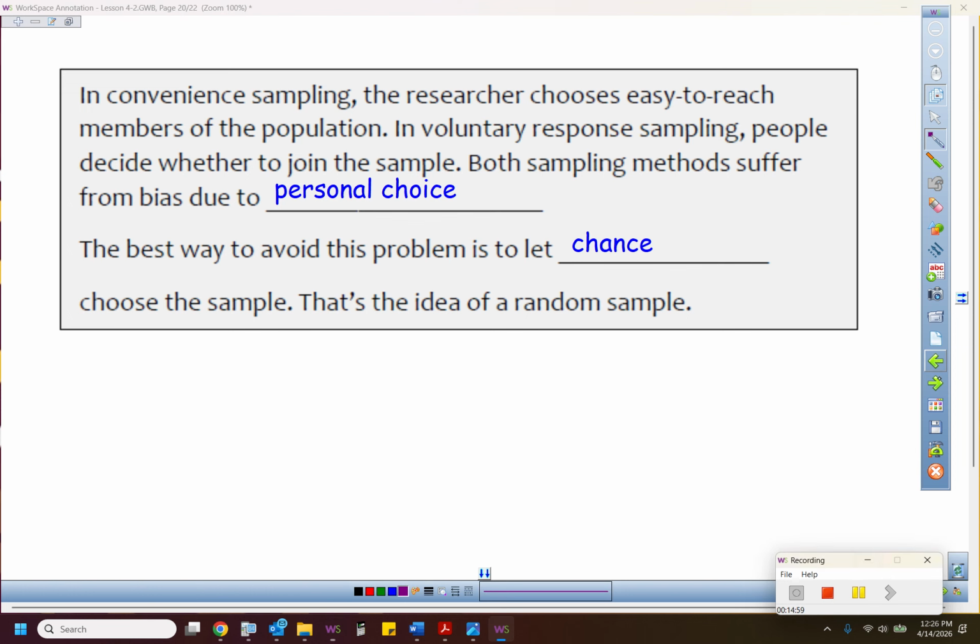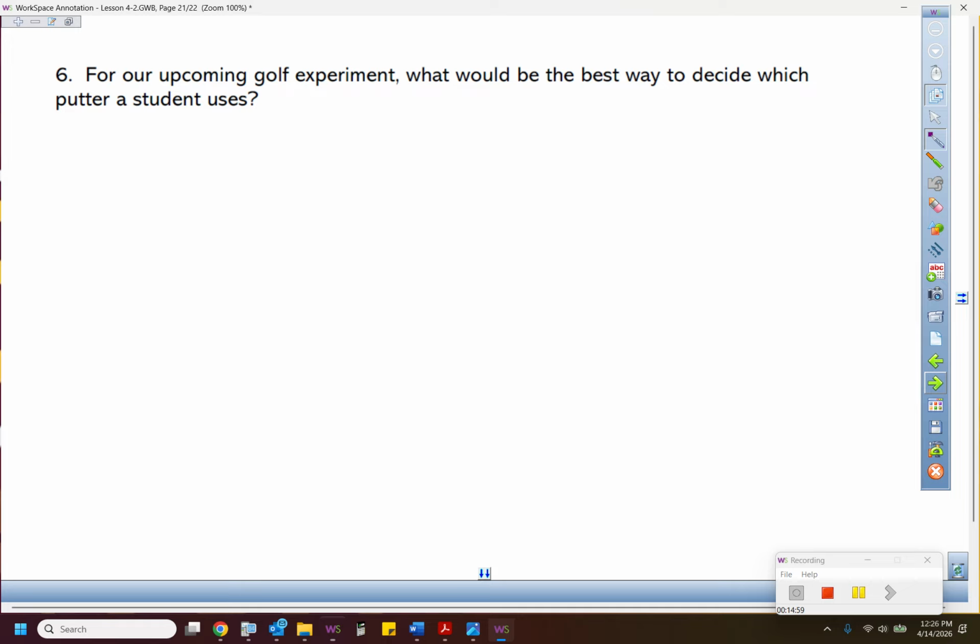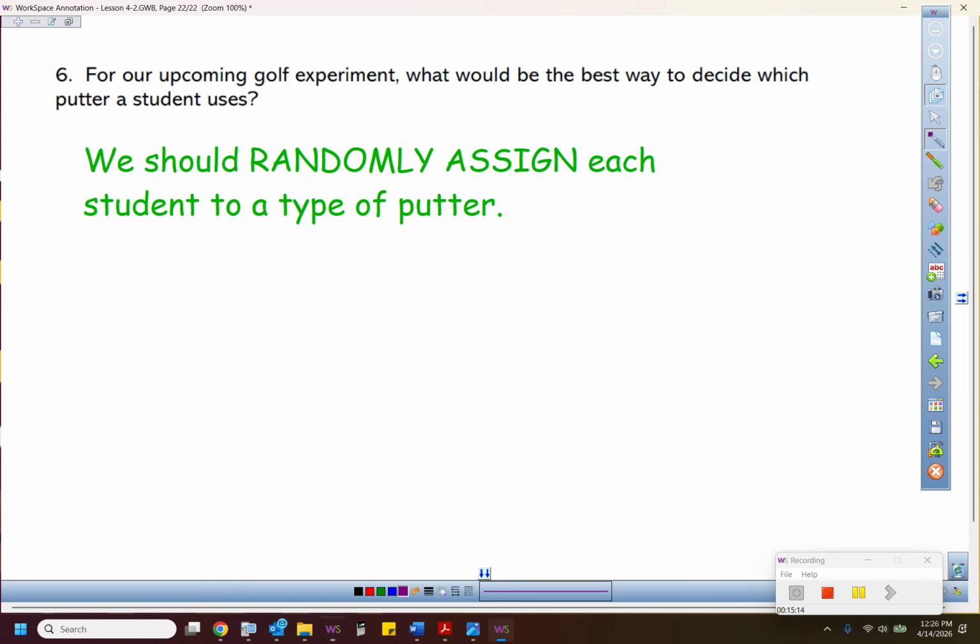That brings us to our last question. We're going to do an experiment about what's better, long putter or short putter. How should we decide who gets what putter? Should I let you choose, or should we do it randomly? We should probably do it randomly. Because if you chose, especially if you were good at golf and really good with the short putter, it's like, I choose that one. Well, that's not fair. You have to be randomly assigned.